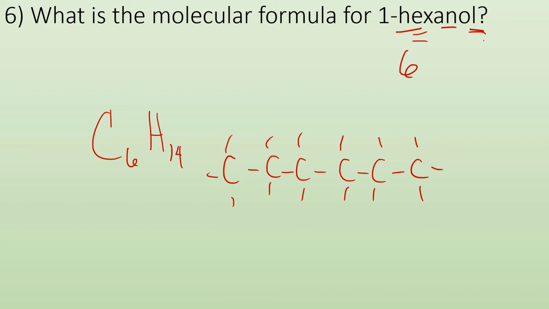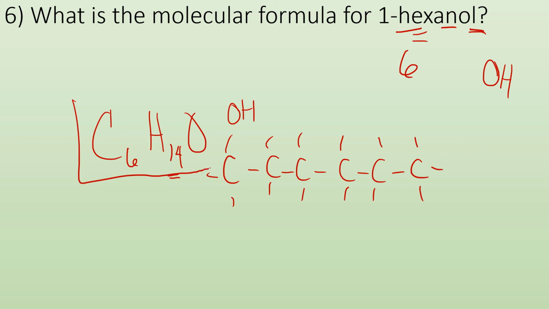But the OL ending is telling me that there's an alcohol group on one of them. So I still have 14 H's because we didn't get rid of an H. There's just also an oxygen. So a molecular formula for 1-hexanol would be C6H14O. Yeah, I think that's it.